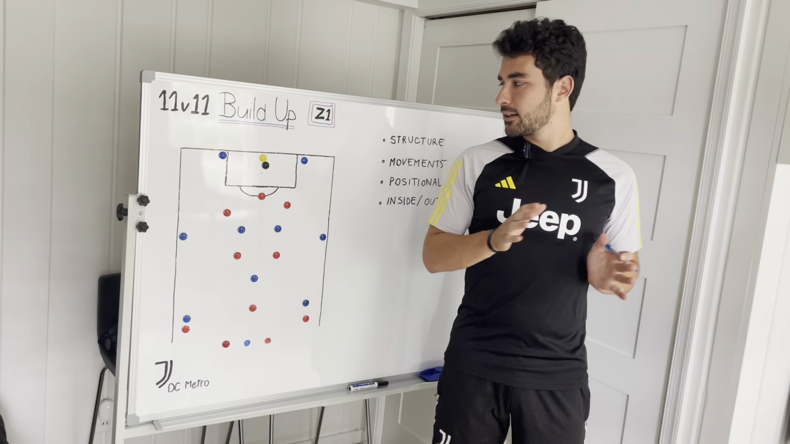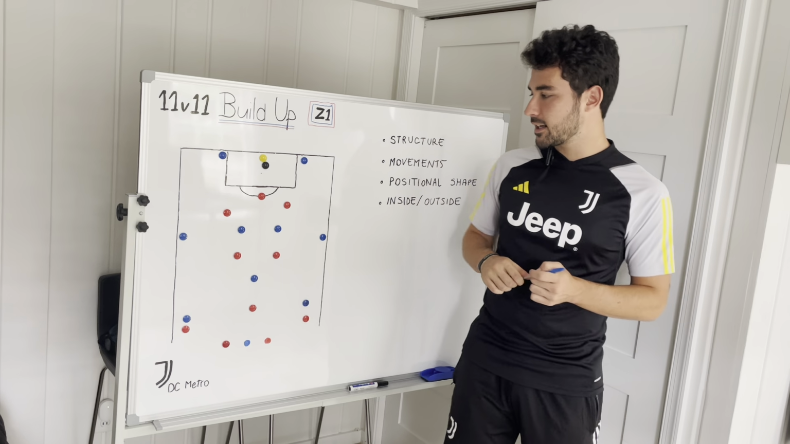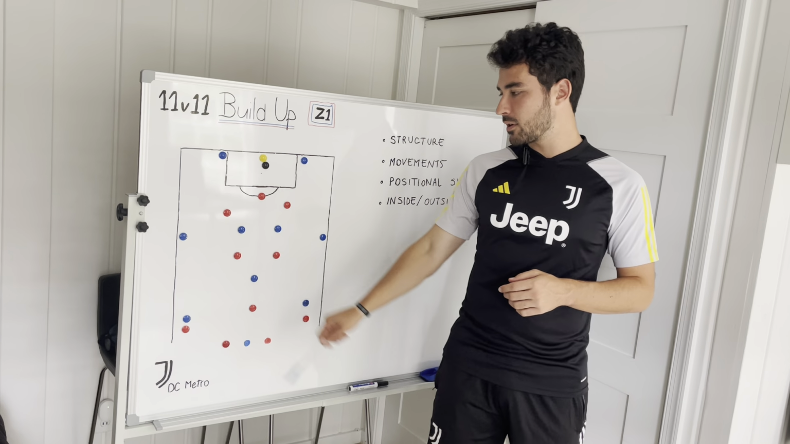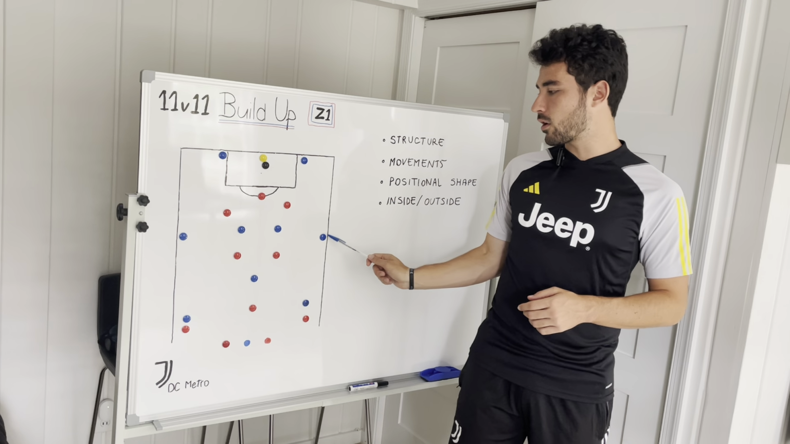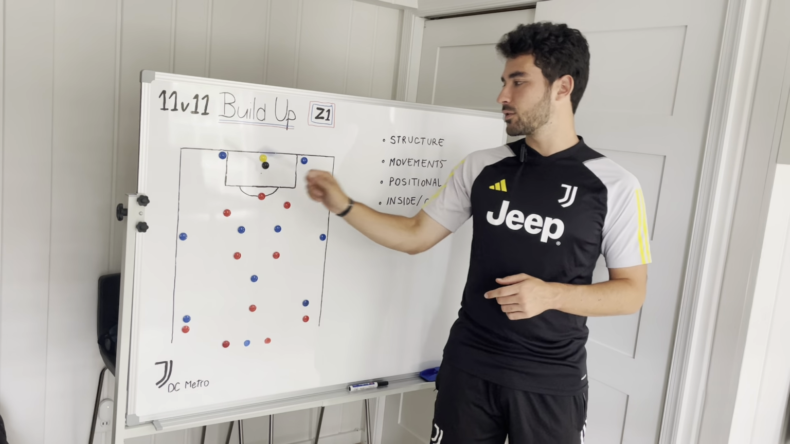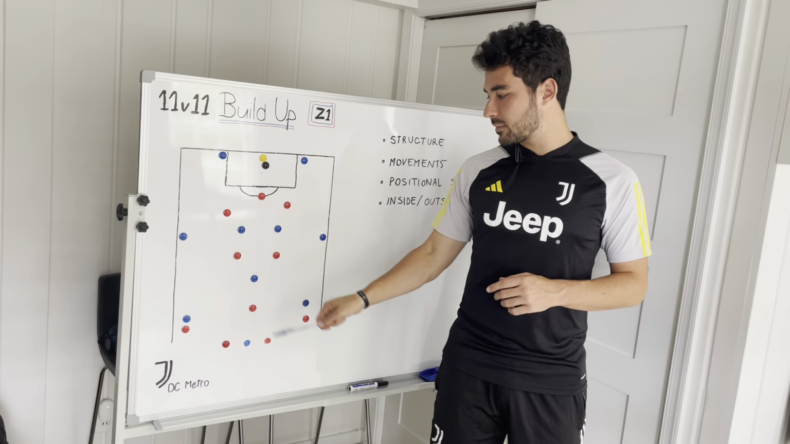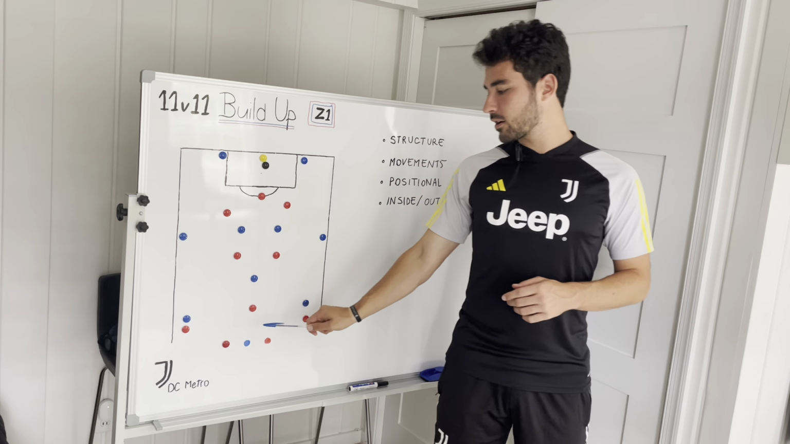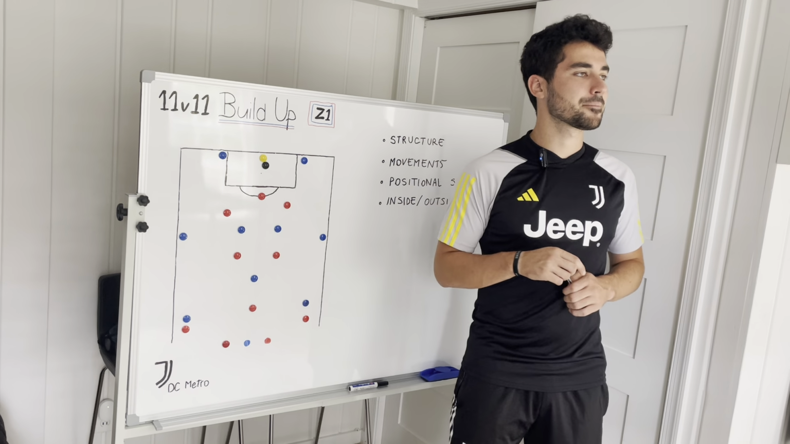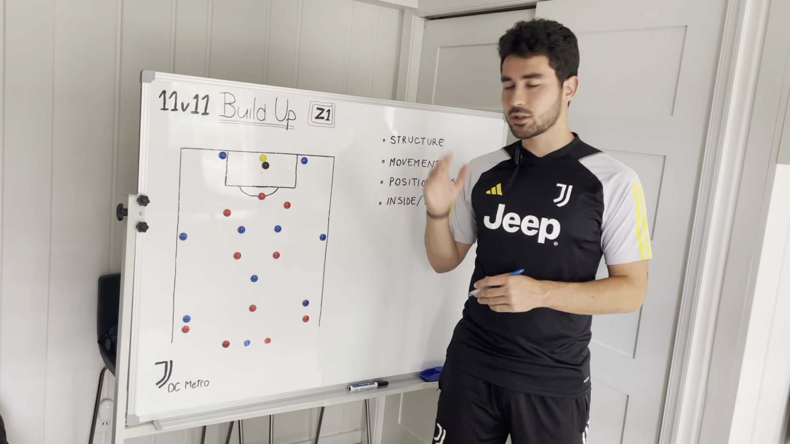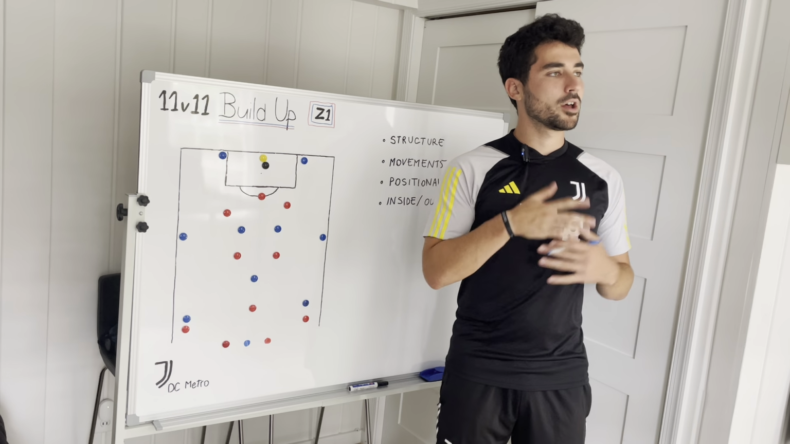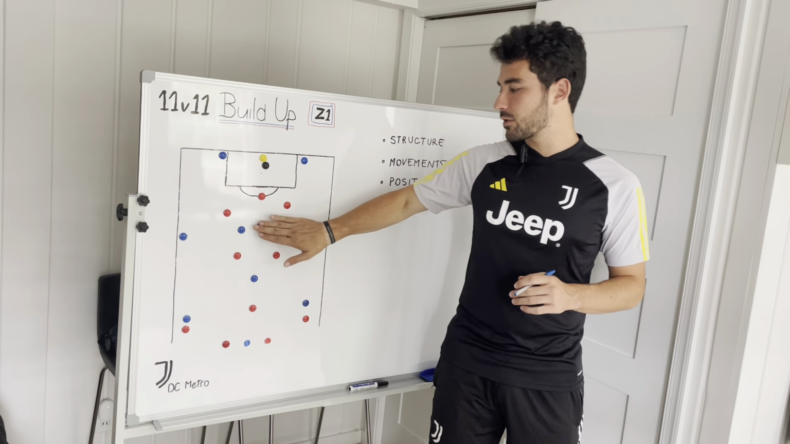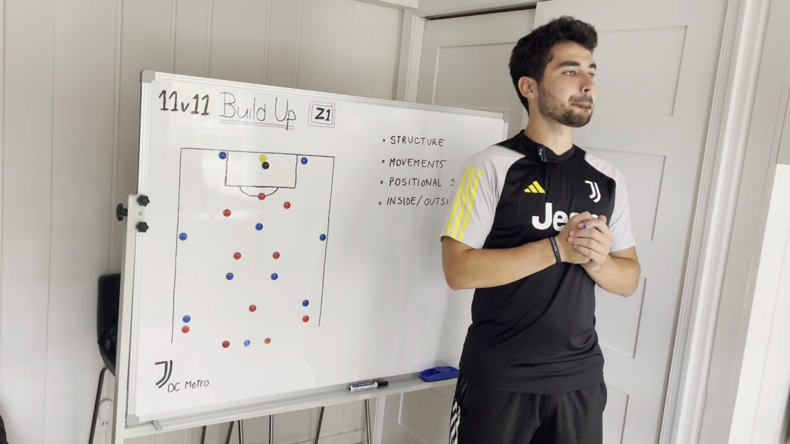To start with, let's look at the structure. In this case, we are in blue. We are set up with a back four, two wide fullbacks, two center backs. We have two center mids, a number 10, two wingers, and our striker, our number 9. A 4-2-3-1 formation. You could also choose to play with a 4-3-3 this way.